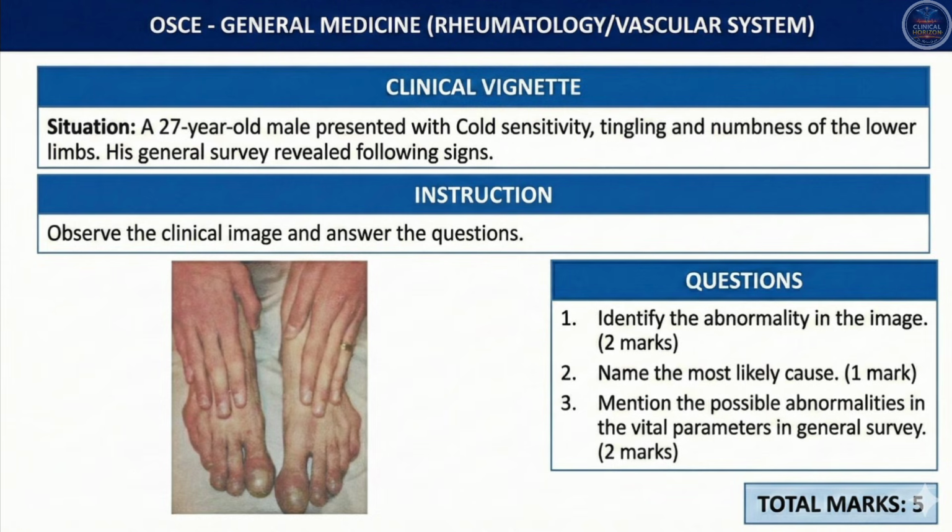We see the feet. Focus on the toes. There is a stark color change. Some toes are waxy white. That means severe ischemia, and others are purplish blue. That denotes cyanosis or deoxygenation. When you combine cold-precipitated color changes in the extremities with this image, the clinical syndrome is obvious.